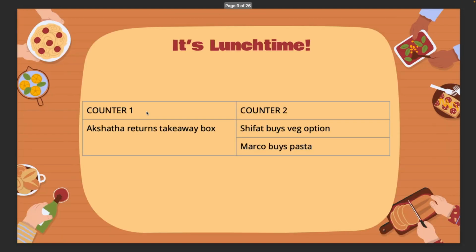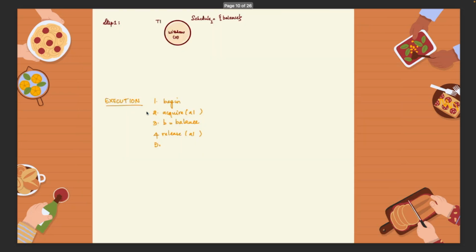And let's say Shifat buys a veg option, Marco buys pasta, and I know there's a problem with the system. So what I do is I take this box, which is the delivery box. You can take a deposit of pay 10 and take a deposit. And at the same time, when they're doing that, I go and give it back so that I have to do the withdraw operation.